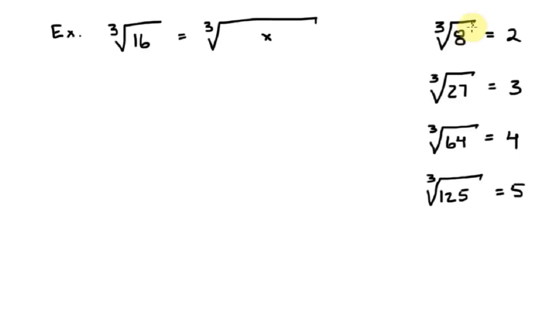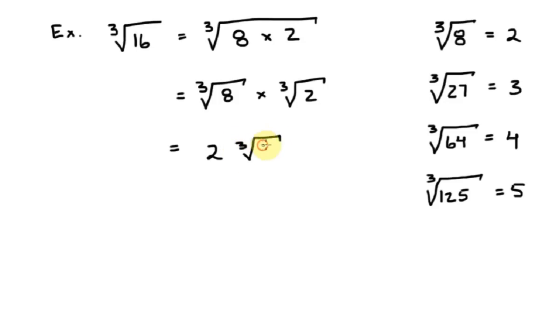Well, I can see one of these numbers here, like this 8, that's a factor of 16. Why don't we split it up here and do this? So now I have cube root of 8 times the cube root of 2. So there it is. I'm ready to write my answer. This becomes a 2, and that's times the cube root of 2. So I've now reworked it and written it as a mixed radical.